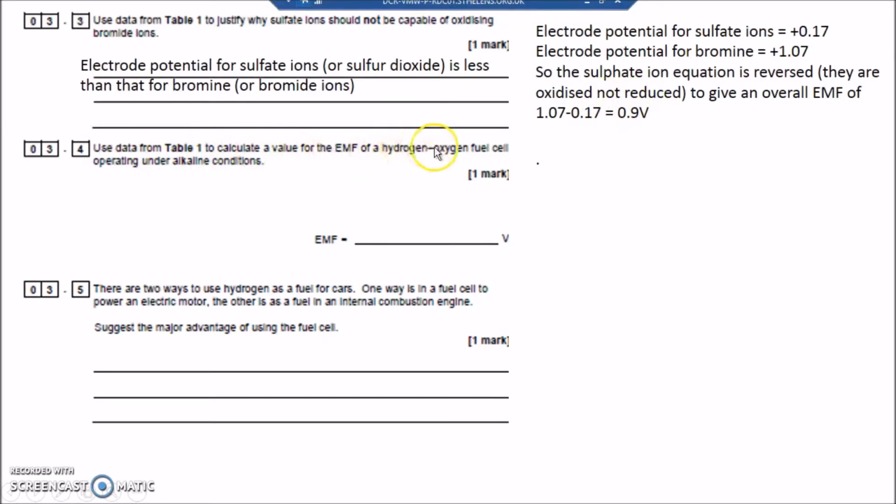Calculate the value of the EMF of the hydrogen-oxygen fuel cell operating under alkaline conditions. So you need something with hydrogen and oxygen in the two equations, and alkaline conditions, alkaline is OH minus.